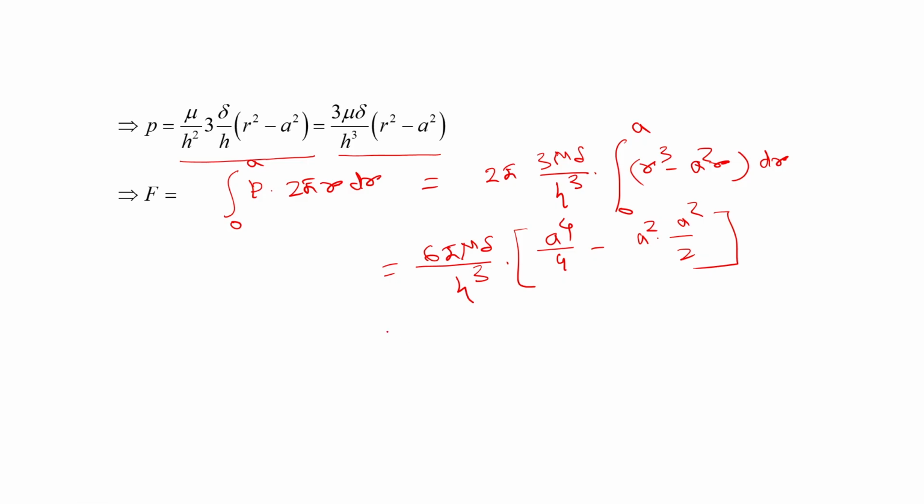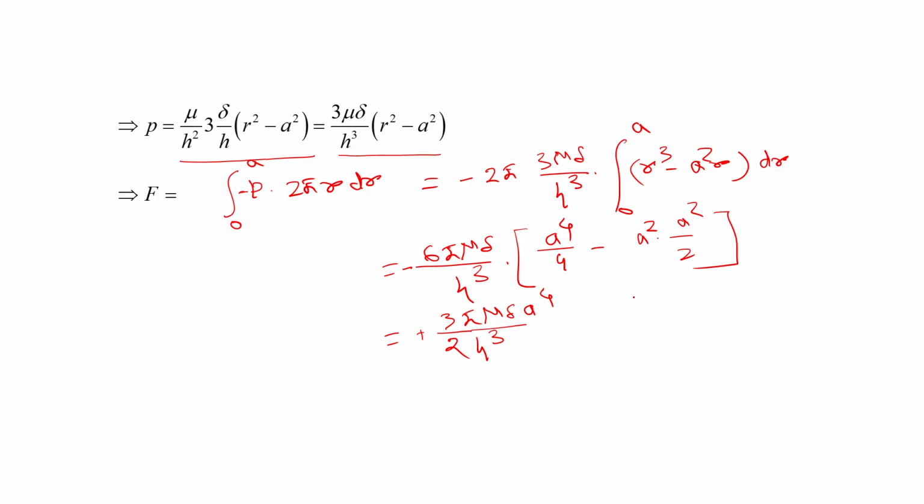So, therefore, f will be equal to, now here it is actually minus p, remember that. So, it is minus over here. So, it is a square by 4, so it is minus a square by 4 minus plus, so it is a square by 4, so plus a square by 4. So, 6 by 4 is 3 by 2. And this is pi, this is mu, it is delta by h cube into a to the power 4. So, that is the total load that needs to be applied.